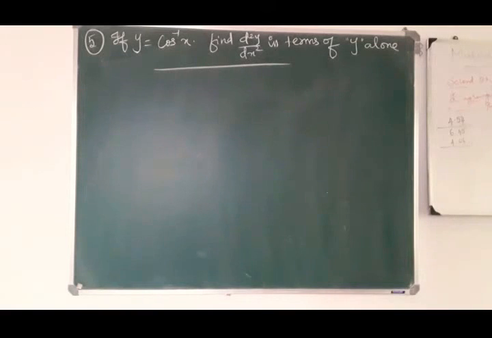So fifth question. If y is equal to cos inverse x, find d square y by dx square in terms of y alone. New type of problem. They have given y as a function of x, that is cos inverse x. We have to find the second order derivative d square y by dx square, with the answer in terms of y alone, that means a function in terms of y alone. Okay, let us discuss.